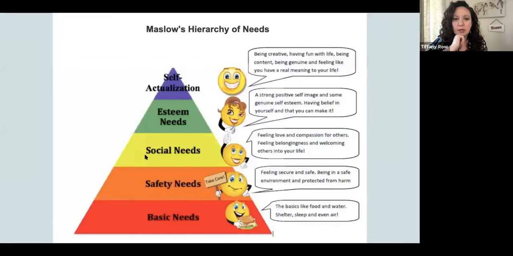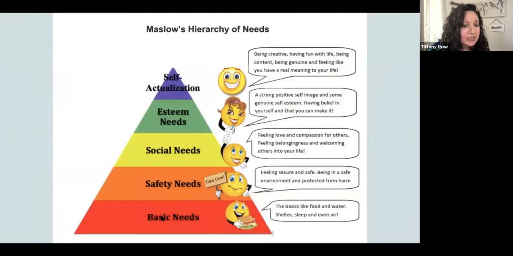Okay, now we're going to talk about some of the barriers to social emotional learning to be aware of. So this is Maslow's hierarchy of needs. I'm sure you've seen this at some point or another. Basically the bottom tiers have to be met before you can go up and worry about the next tiers. So social needs, as you can see, is right in the middle of the hierarchy.